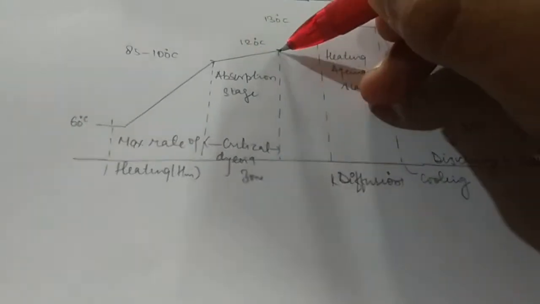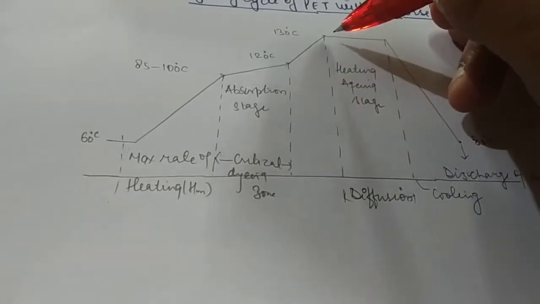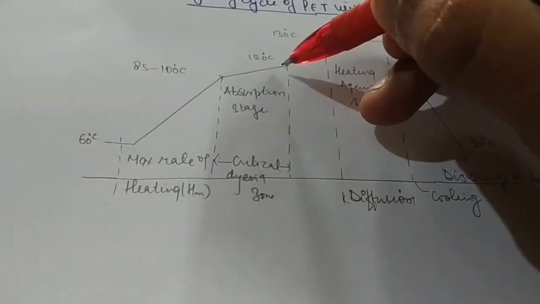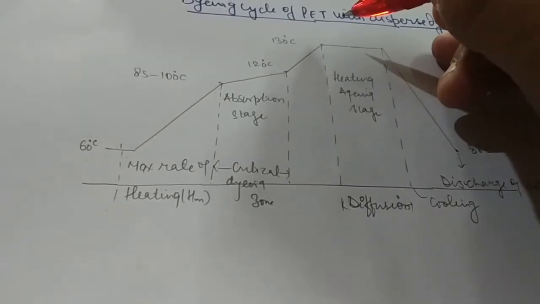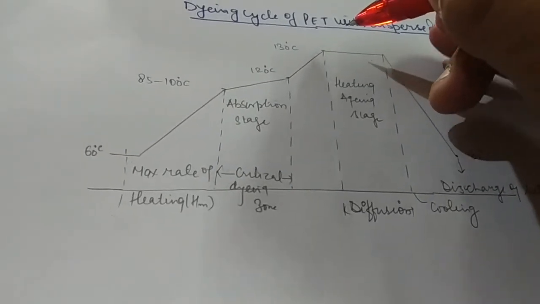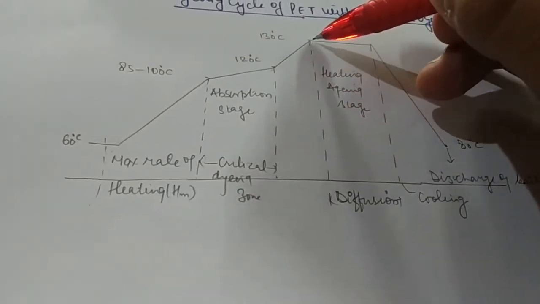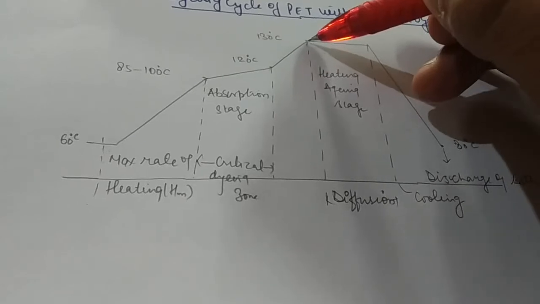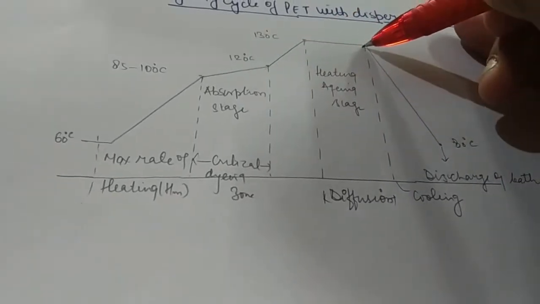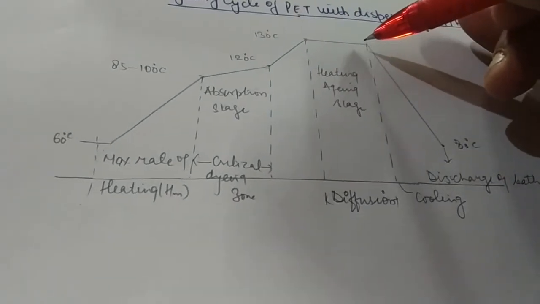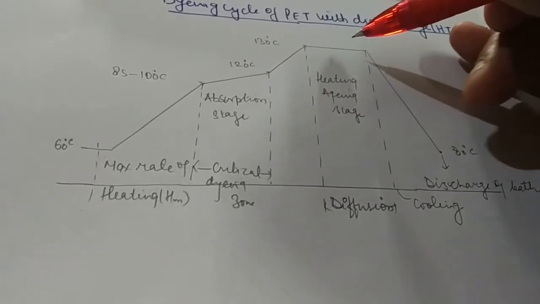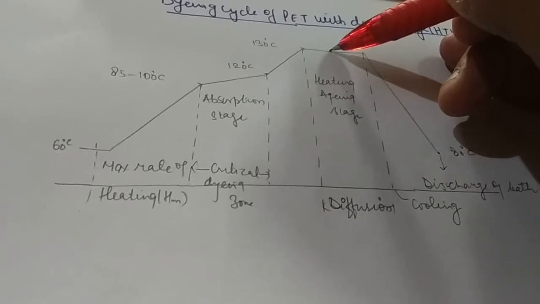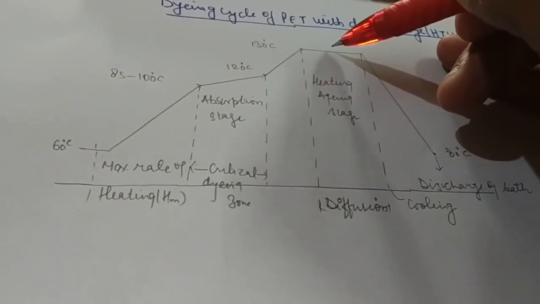After this point we increase the temperature at a higher rate, because up to this point sufficient opening required for the dispersed dye particles to penetrate inside the fiber structure has happened. So we increase the temperature with the maximum rate. Again, after 130 degrees centigrade, we hold the dyeing for 30 to 45 minutes. It may be less than 30 minutes, it may be more than 45 minutes. That depends wholly on the percentage shade.